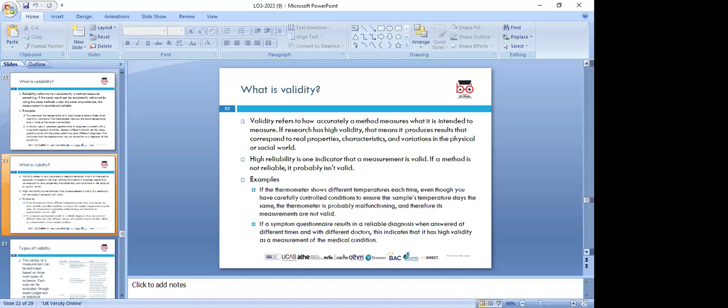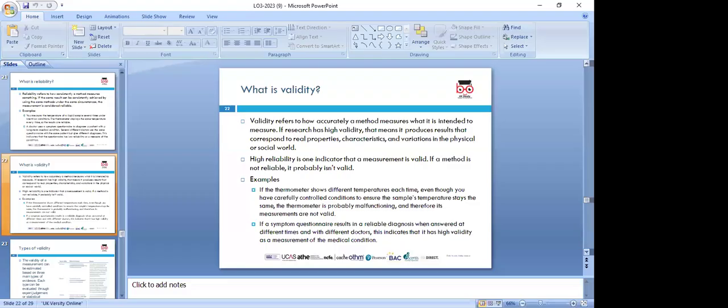Validity refers to how accurately a method measures what it is intended to measure. If research has high validity, that means it produces results that correspond to real properties, characteristics, and variations in the physical or social world. High reliability is one indicator that a measurement is valid. If a method is not reliable, it probably isn't valid.